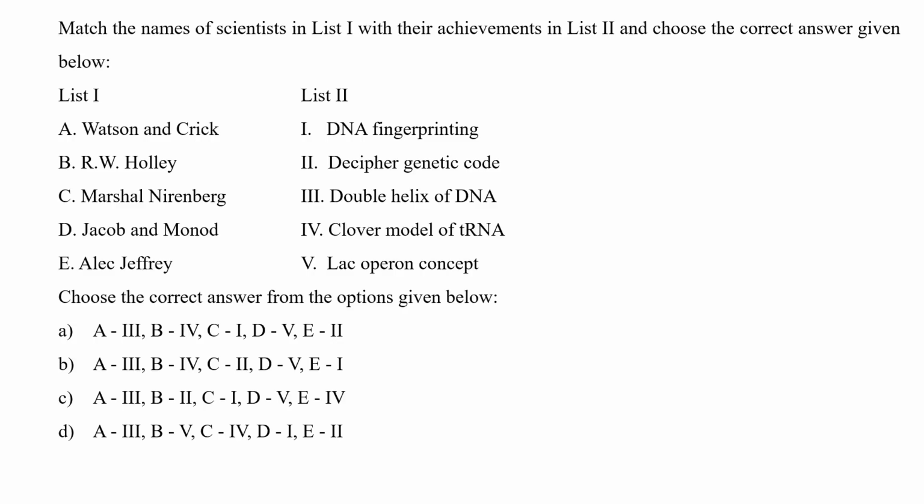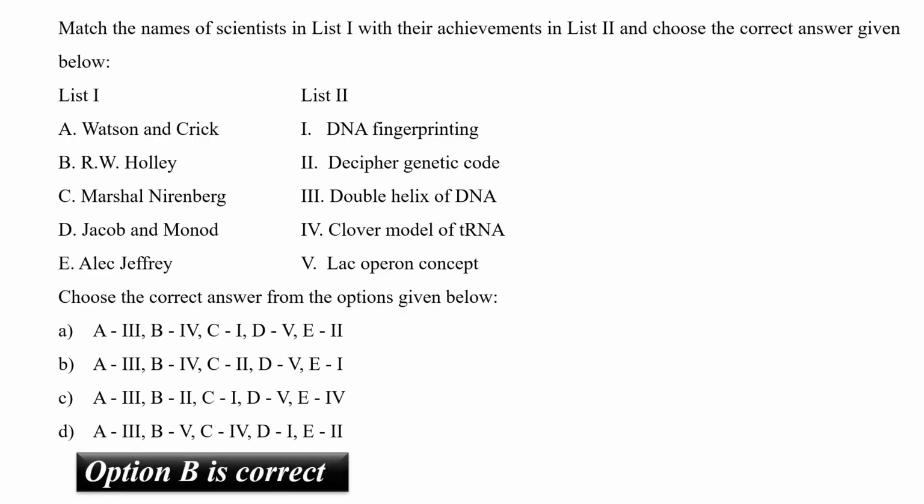Now, Monod and Jacob are famous for their work on the E. coli lac operon, while Alec Jeffreys is better known for developing techniques for genetic fingerprinting and DNA profiling. So D has to go with the fifth and E has to go with the first. So if we work it out, then option B is the correct answer.